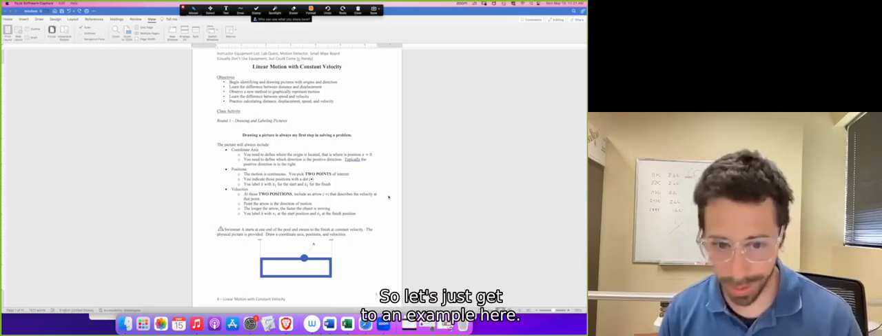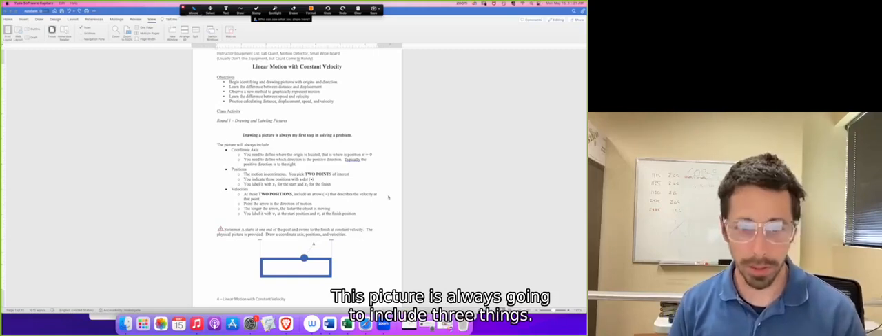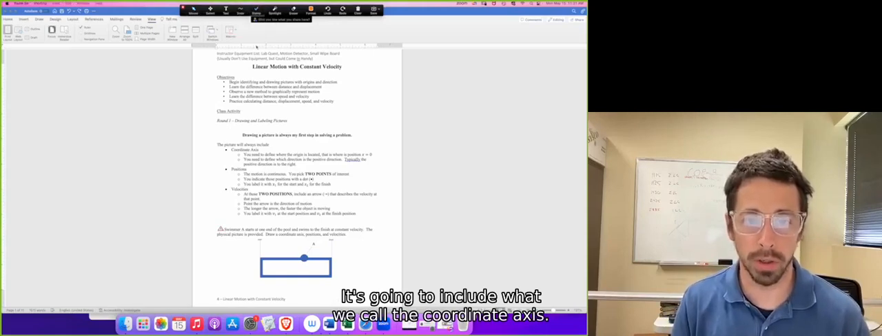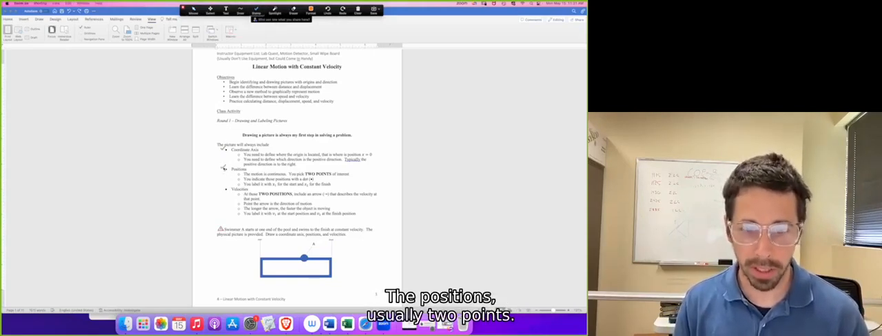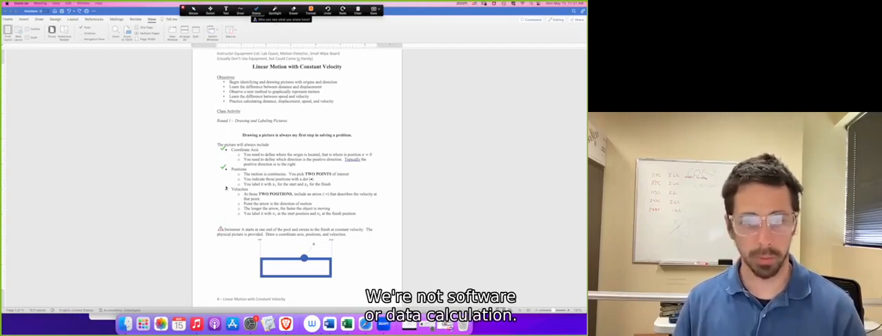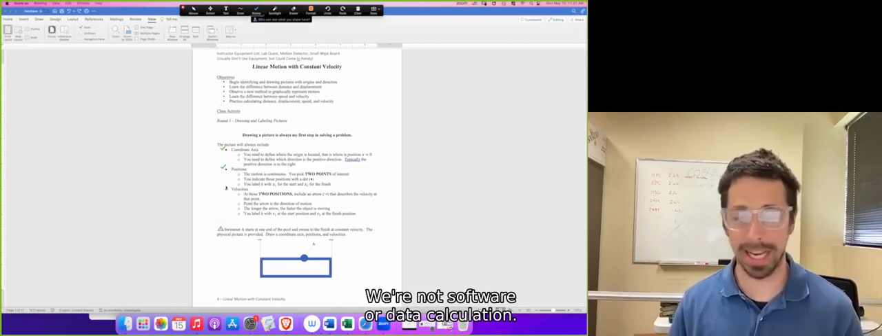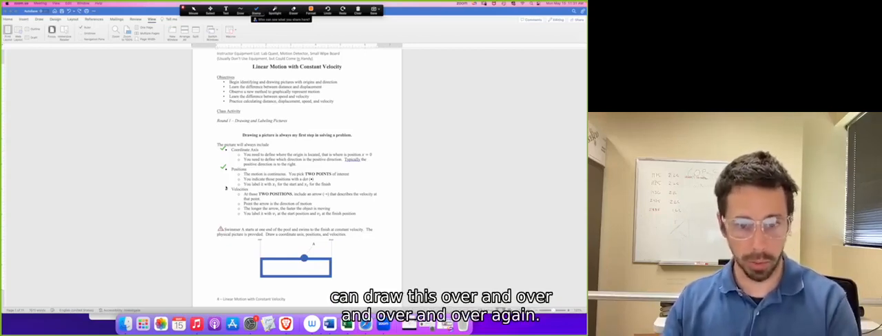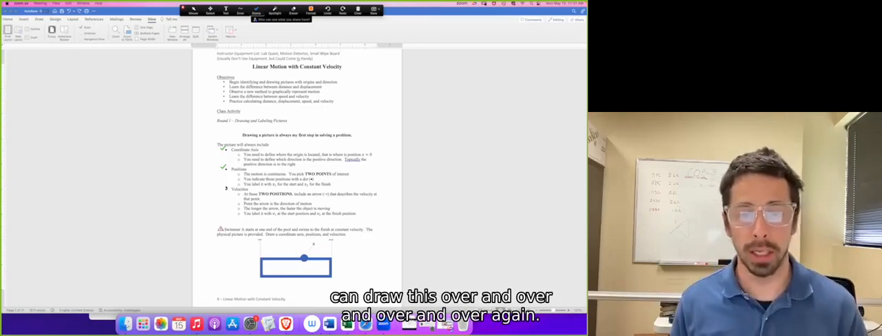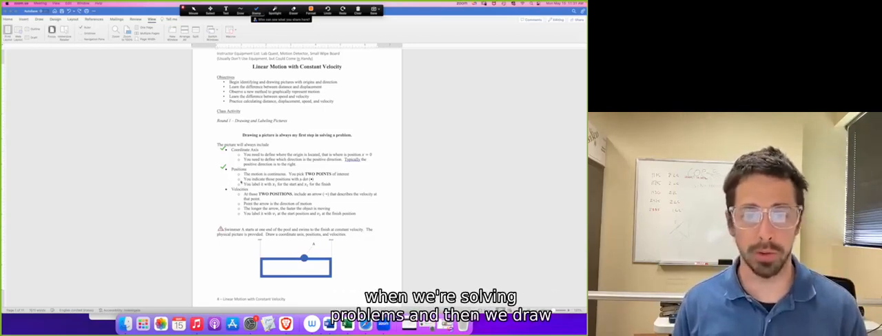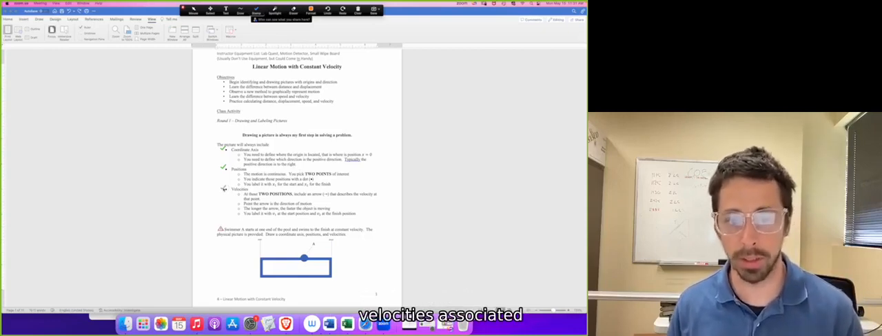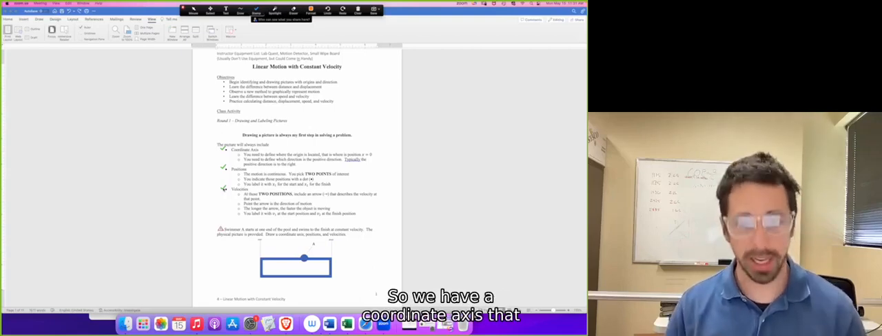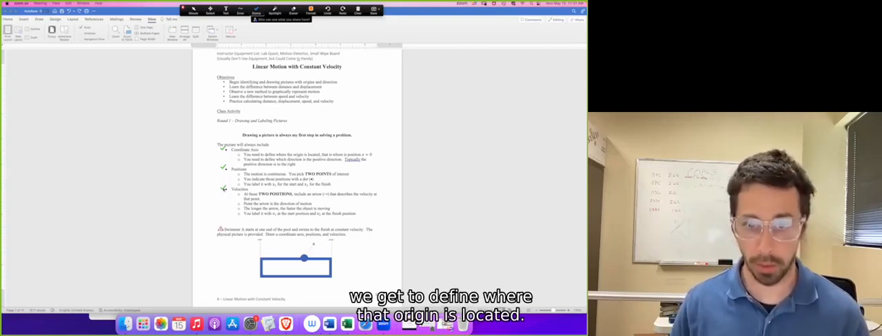So let's just get to an example here. This picture is always going to include three things. It's going to include what we call the coordinate axis, the positions, usually 2 points. We're not software or data collection machines that can draw this over and over again. So we usually just pick two positions when we're solving problems, and then we draw velocities associated with the positions we're interested in. So we have a coordinate axis that we get to define where that origin is located.